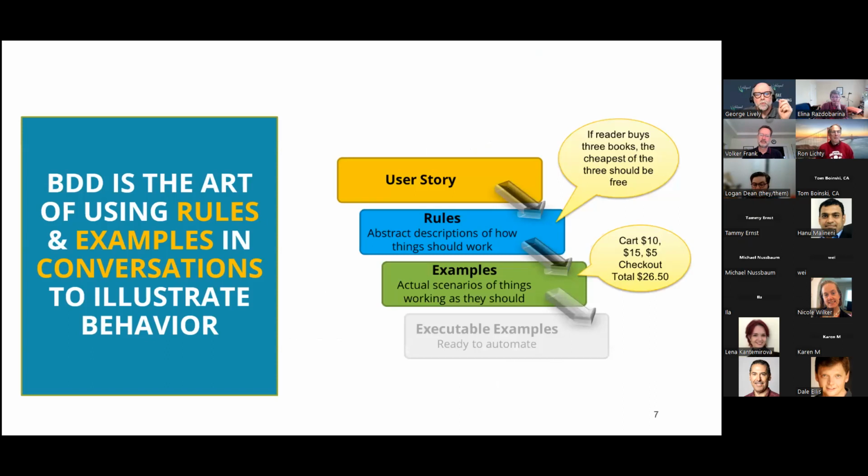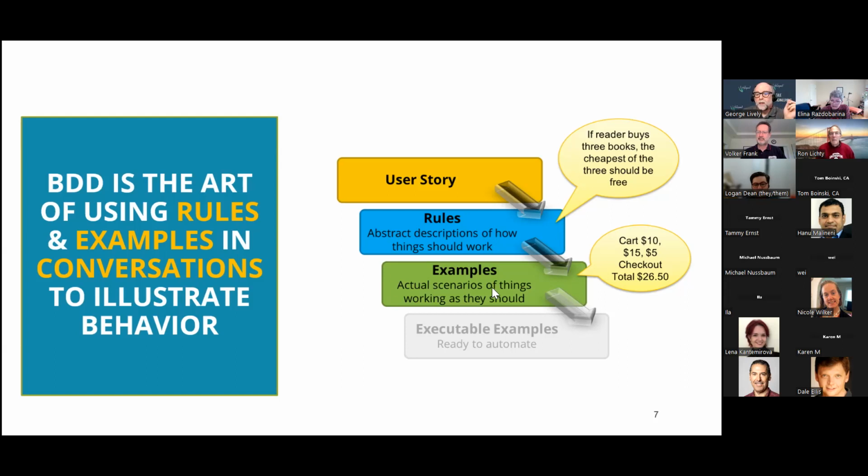So what we want to talk about is how important it is in BDD for us to talk through rules and examples in these conversations. And the example that we have over here on the right says, okay, first we have a user story, and it's about a shopping cart. We have a rule that is just an abstract description of how things should work. All right. And when we're talking about rules and examples, the rules are typically what you would expect your developers to code up. And the rule that you would see, and it's actually a traditional requirement, is if a reader buys 3 books, then the cheapest of the 3 should be free. Right? So that's the rule.